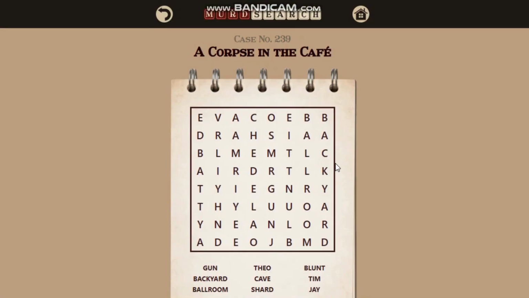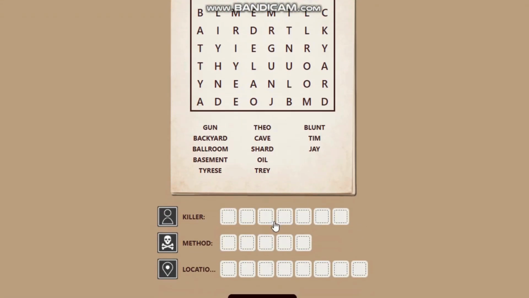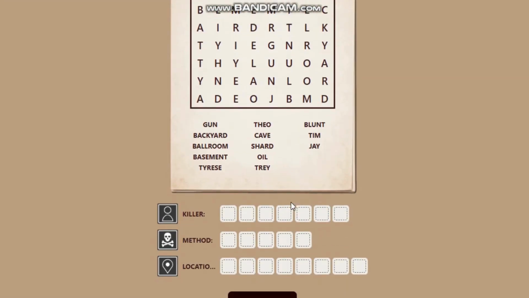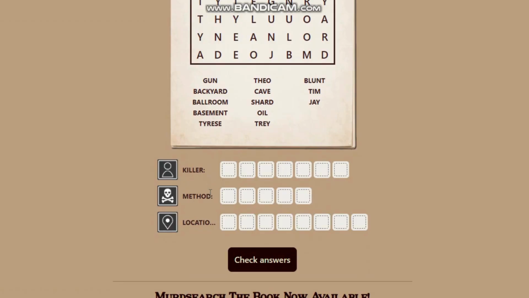Today's case is the corpse, or should I say a corpse, in the cafe. So what we need to do is find these words right here. And then we have to figure out who is the killer, what method did the killer use, and where it all took place.